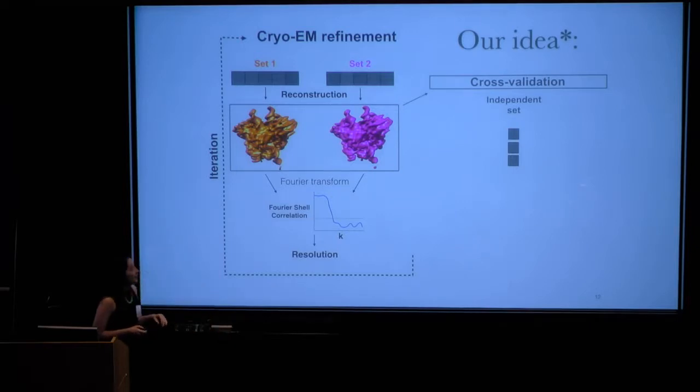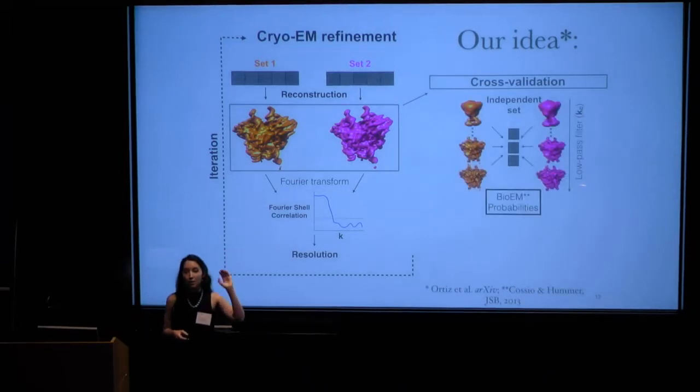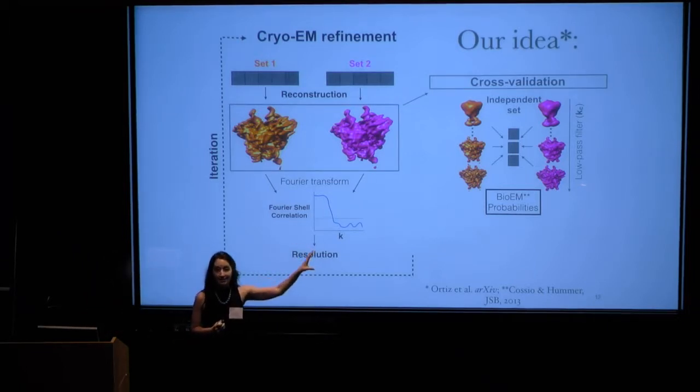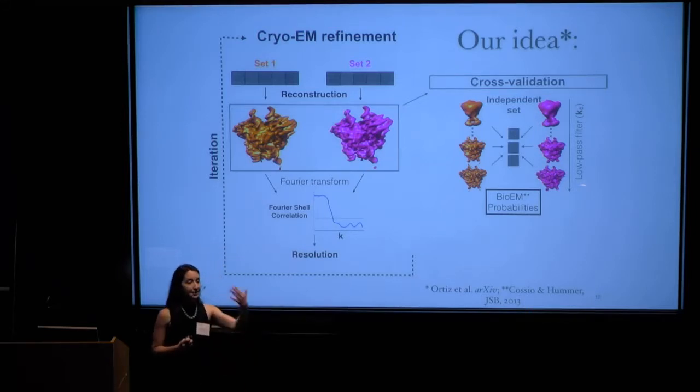And so what we do is, at each iteration step, we take the two maps generated, and then we low-pass filter them. So basically, we Fourier transform them, we cut at a certain frequency, and we generate these low-pass filtered maps. And what we do is we calculate the probabilities of these maps given the control set. So what is the probability of these maps when I add higher frequencies to them, when I am in a different refinement iteration process?